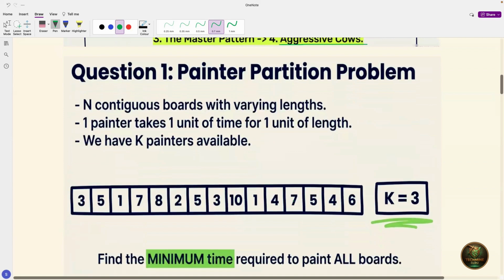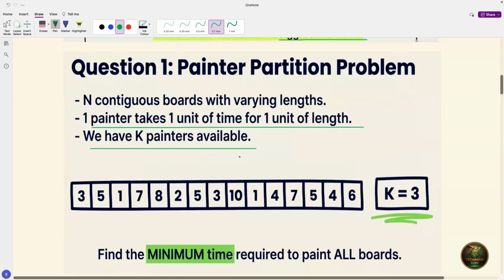So imagine we have n contiguous boards with varying lengths, and we are given that one painter takes 1 unit of time for 1 unit of length, and we have in total k number of painters available for the job. Our goal is to find the minimum time required to paint all boards. So these are all board lengths which are given as array elements.